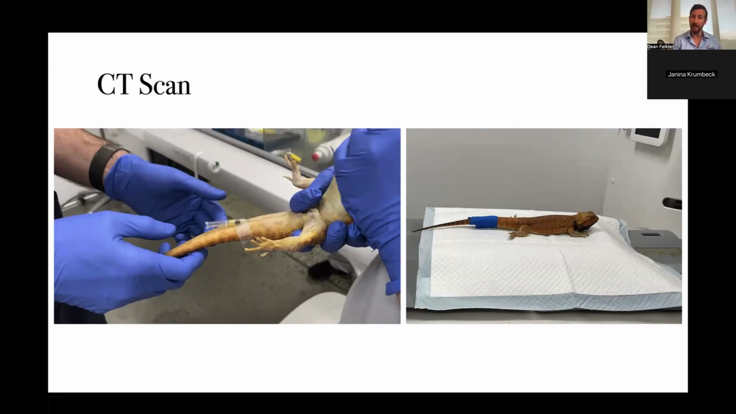So we try and get an IV line in place with lizards. We tend to go for the ventral tail vein. With chelonians, you can go for the jugular vein. That works very, very nicely as well.